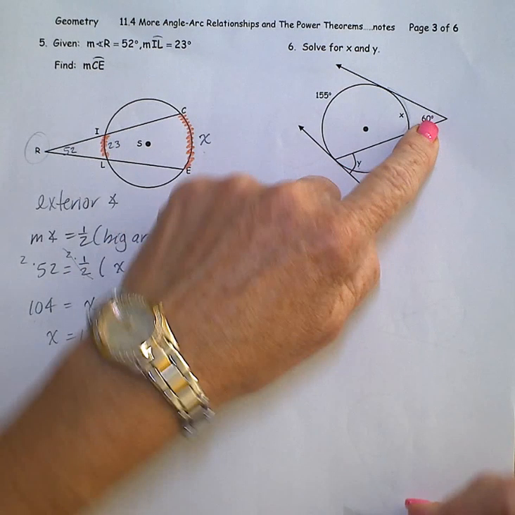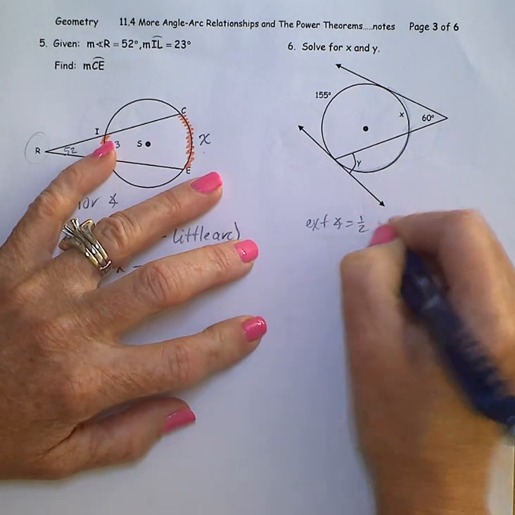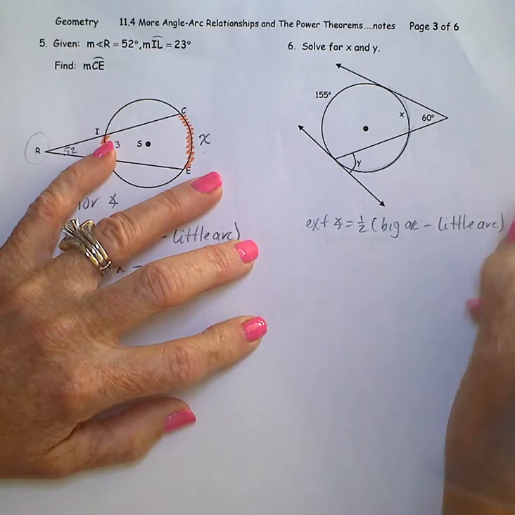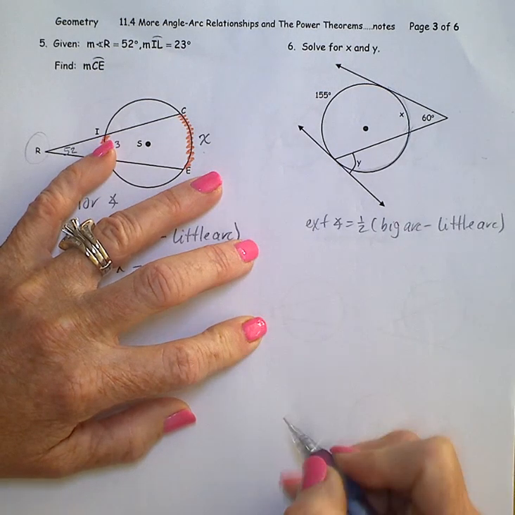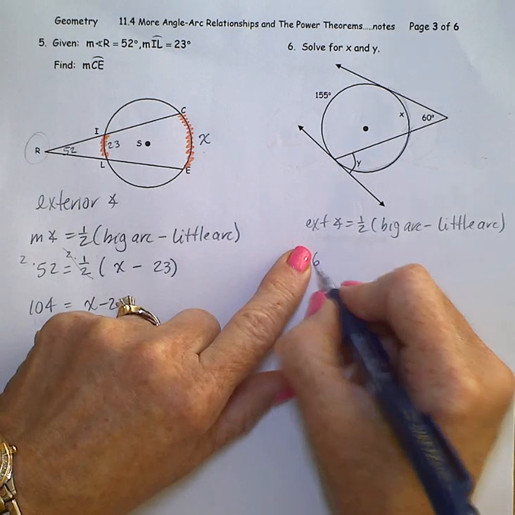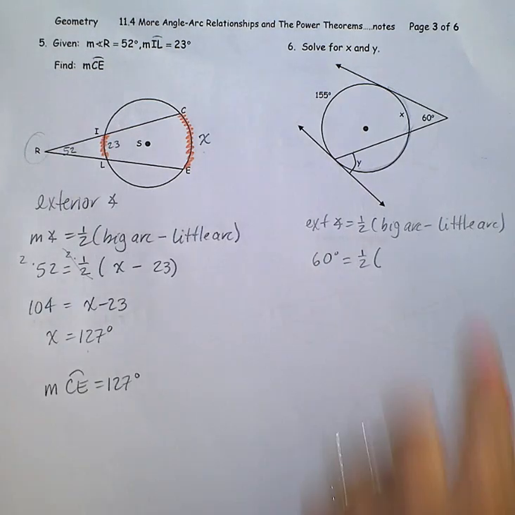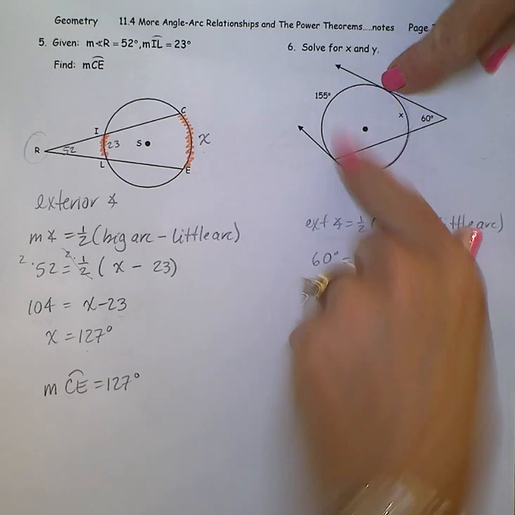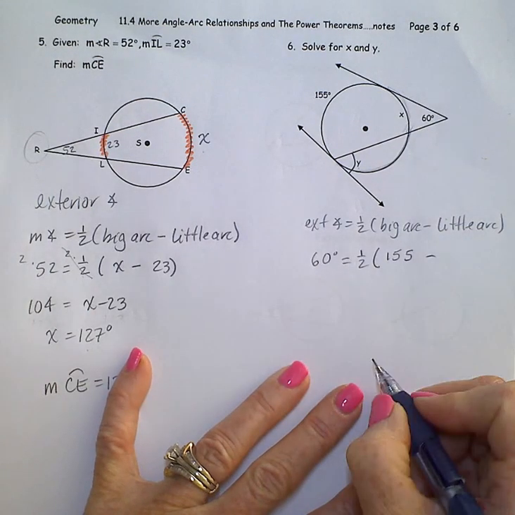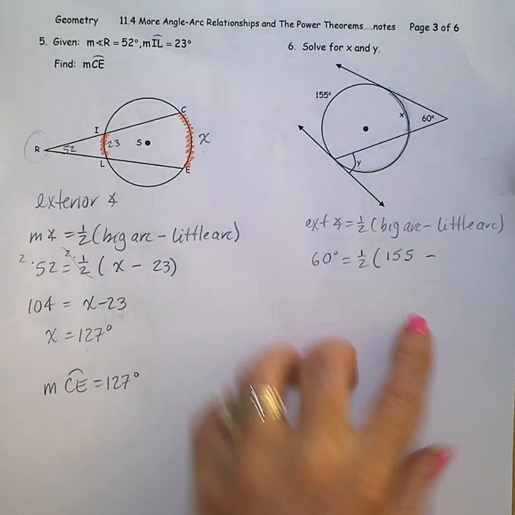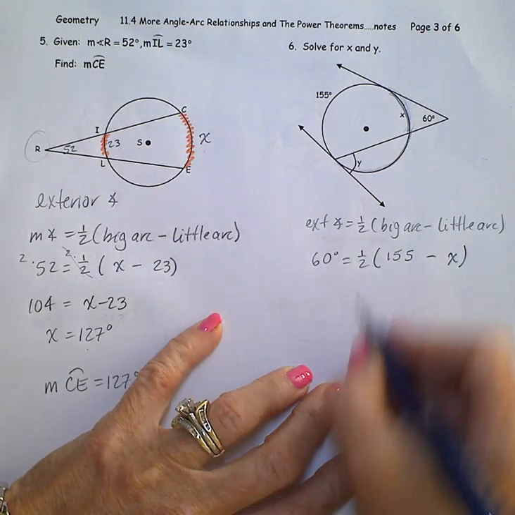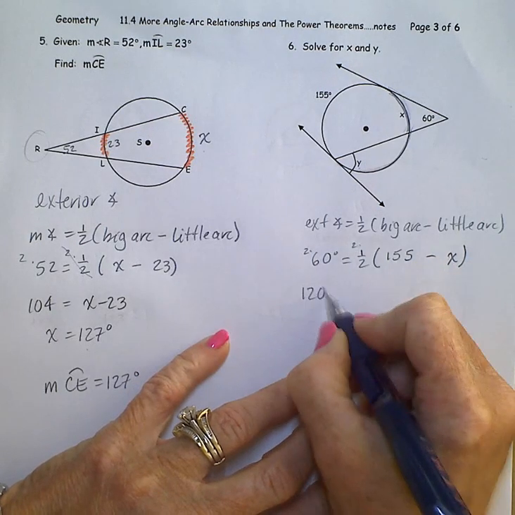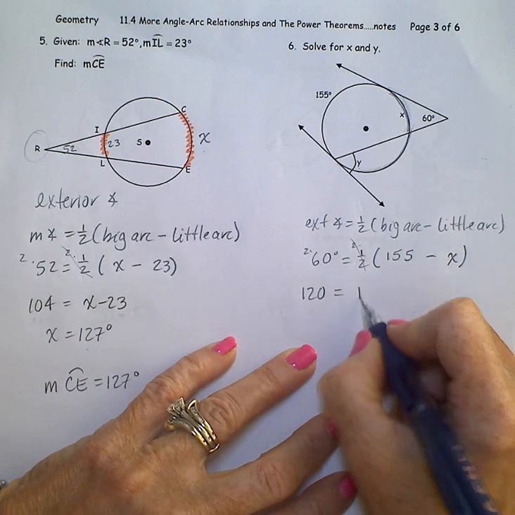We have to start with the exterior angle is half of the big arc minus little arc. And in this 60 degree angle out here, that exterior angle, 60, is half of its big arc. Follow the sides of that angle out until it intersects the circle twice. And the big arc here is 155 minus the little arc. Little arc is this bit in here, x. Okay, let's multiply by 2 to clear the fractions. If we multiply by 2, we're going to get 120. And the 2 and the half cancel out. 155 minus x.